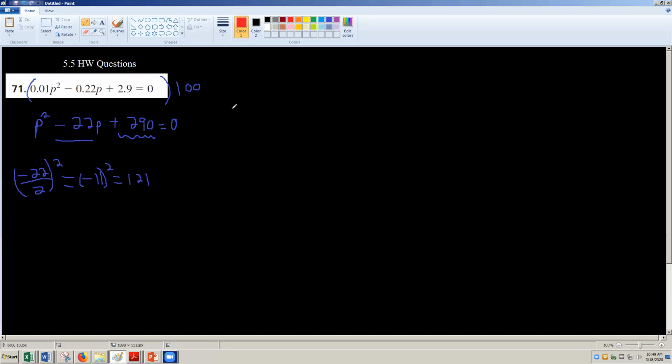So the thing that I wanted this to be was p squared minus 22p plus 121, the thing that we just found over here. And then to keep everything balanced, I subtract 121, and I've still got this plus 290 hanging out on the outside. This is my perfect square trinomial.